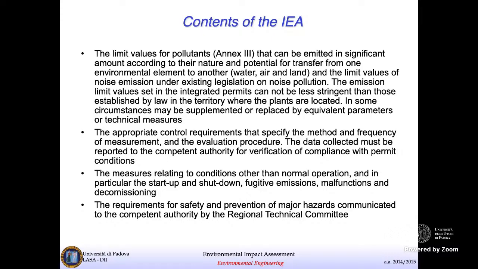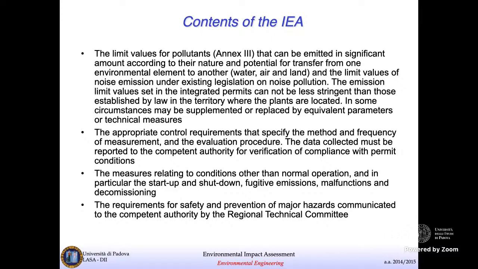So this means that regions have the right to require more stringent environmental impact limitation standards than the nationally required ones. In some circumstances, they may be supplemented or replaced by equivalent parameters or technical measures. Then, again, the integrated environmental authorization contains requirements that specify the method and frequency of measurements.